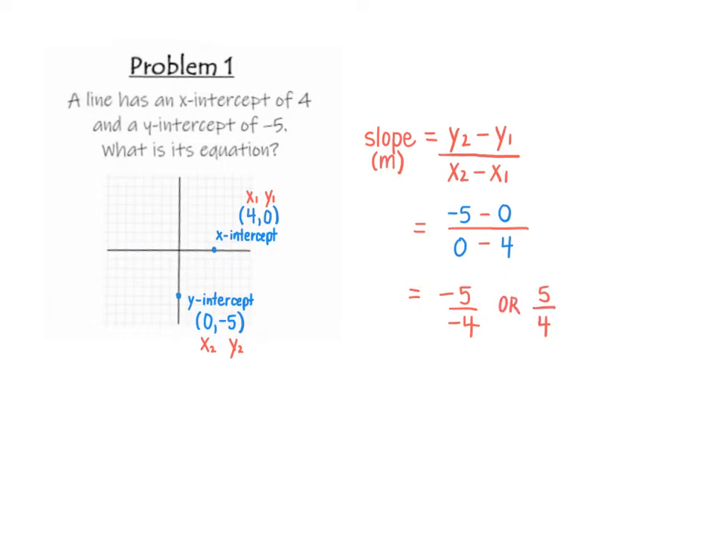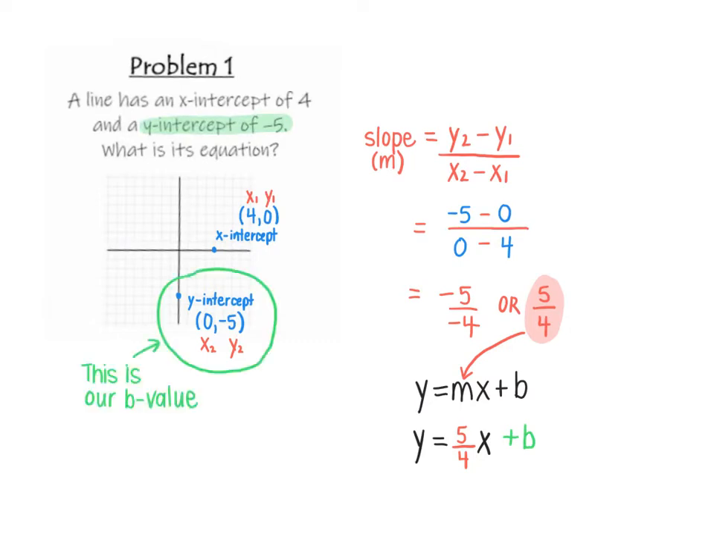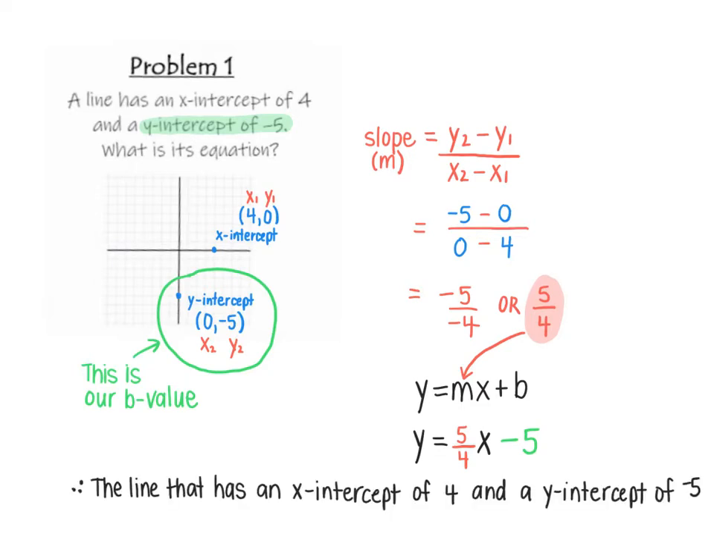Now that we have our slope, we can put it into our y equals mx plus b equation. We will have y equals 5 over 4x plus b. We actually already know our b value in this problem because we were told that the y-intercept is -5. So we can substitute this also into our equation to say y equals 5 over 4x minus 5. We can conclude that the line that has an x-intercept of 4 and a y-intercept of -5 will have the equation y equals 5 over 4x minus 5.